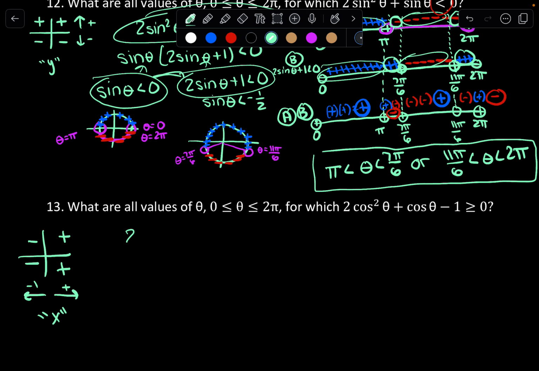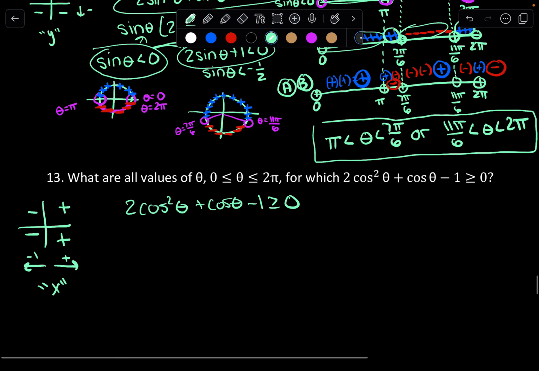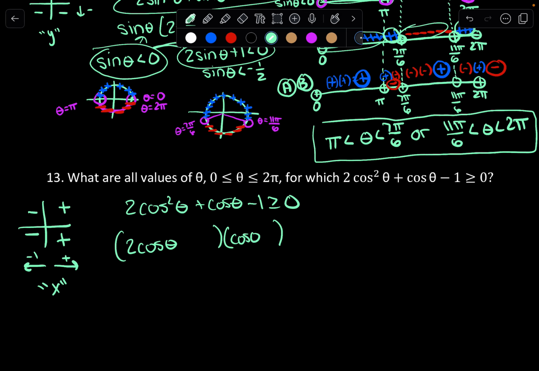All right, so let's take 2 cosine squared theta plus cosine theta minus 1 is greater than or equal to 0. We want to factor this so that we can solve these factors individually. We have a quadratic. The a value is 2. So we'll have 2 cosine theta plus or minus some value. We want to multiply into -1. So we have a +1 and a -1, but the middle term is positive, which means whatever we multiply with the 2 has to be positive.